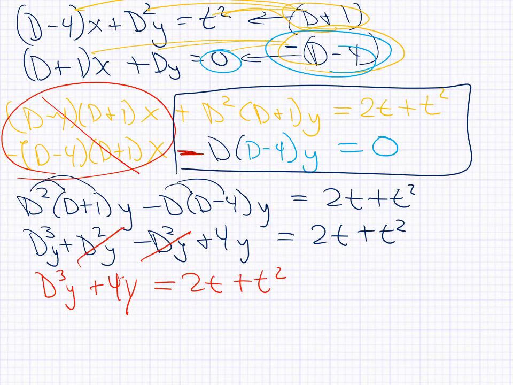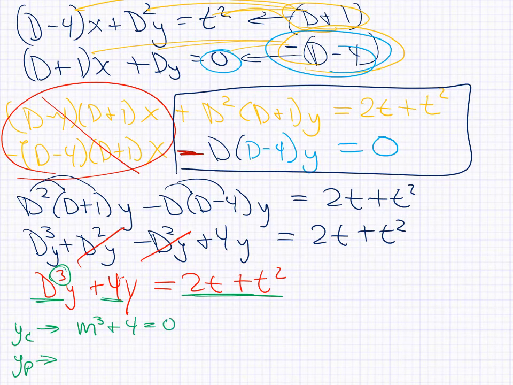Notice it's a third order, non-homogeneous, but it does have constant coefficients, so that's a benefit. So what are we going to do? We're first going to find y sub c, and then we're going to find y sub p. So to find y sub c, we need the auxiliary equation, which in this case is m cubed plus 4 equals 0.